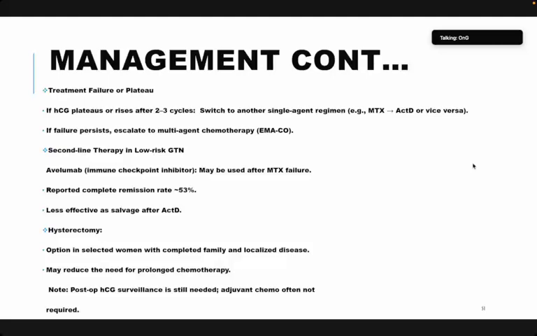So what happens now in the low risk group if they are failing either the methotrexate or the actinomycin D? For instance, the HCG plateaus or rises after 2 to 3 cycles. So you give another single agent regimen, depending on what you started with. And then if there's still failure, you can escalate to multi-agent chemo, or there are newer immune checkpoint inhibitors that have been shown to work, more especially if you have used methotrexate and it failed, which is avelumab.